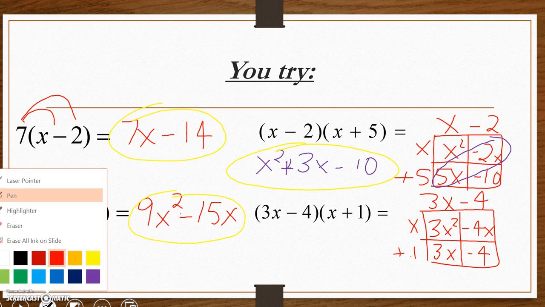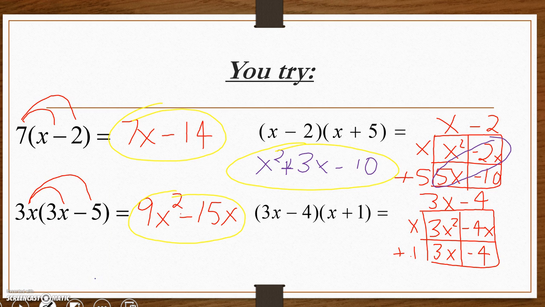So again, keep in mind you're multiplying to get what's inside of the box, and then you add when you take it outside the box. So now I'm going to add 3x and negative 4x, which is minus 1x, or just minus x. I keep the 3x squared out front, and I keep the minus 4 out back, and that is my final answer.